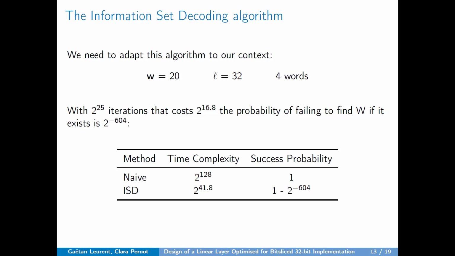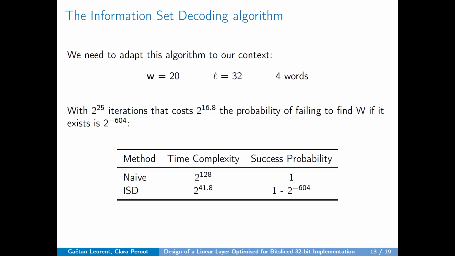So we apply this algorithm to our context. We expect the branch number of a linear transformation over 4 32-bit words to be 21. So we are looking for a word of weight 20. And if this word exists, we hope to find it by iterating a large number of iterations of our algorithm. If we iterate 2 to the 25 iterations, and each iteration costs 2 to the 16.8, then the probability of not finding such a word, if it exists, is 2 to the minus 604. So it's really, really small.